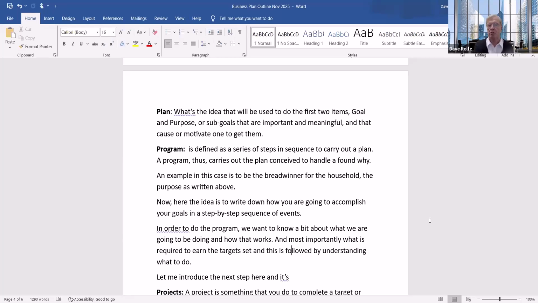So in order to do the program, we want to know a bit about what we're going to be doing and how that works. Makes perfect sense. So if I were to ask you guys, okay, we're going to go into the plumbing business, that's our new adventure, you're all going to be plumbers. Okay, so here's a wrench, go to work. I mean, that's basically what happens to us in network marketing. Here's the wrench, go to work.